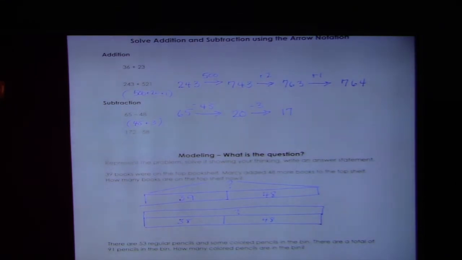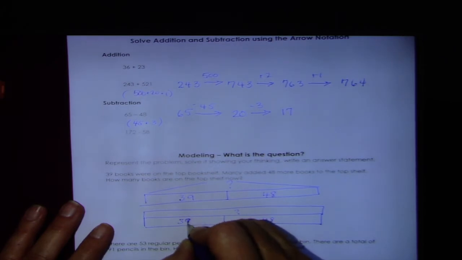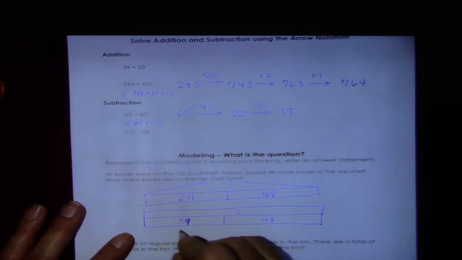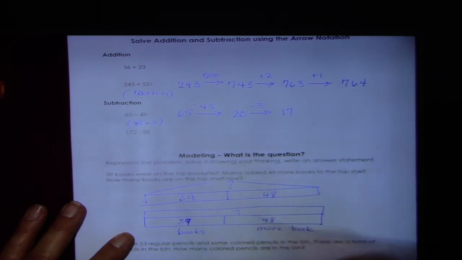We do want question marks. Question mark is what we're trying to figure out. This is the visual representation, but it needs labels. Oh, I've got the wrong number down here, 39. Okay, these were books. These were more books. And then that's the total.